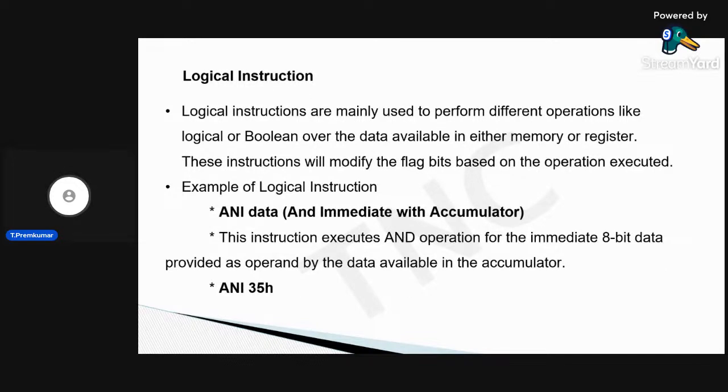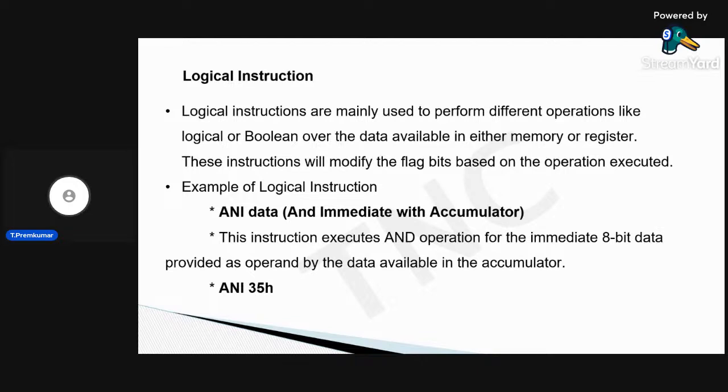In the case of logical instructions, the logical instructions are mainly used to perform different operations like logical and Boolean operations over the data available in either memory or registers. These instructions will modify the flag bits based on the operation executed. An example of a logical instruction is ANI, that is AND immediate with accumulator. The data in the accumulator is logically ANDed immediately with the data given in the instruction. This instruction executes an AND operation of the immediate 8-bit data provided as an operand with the data available in the accumulator.